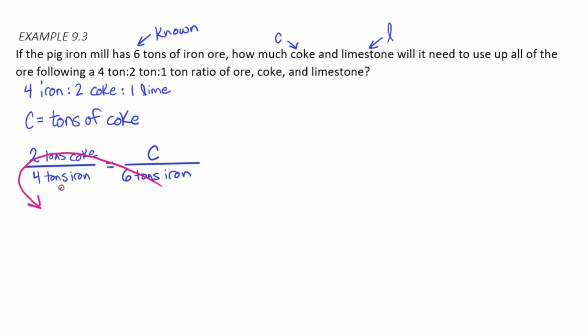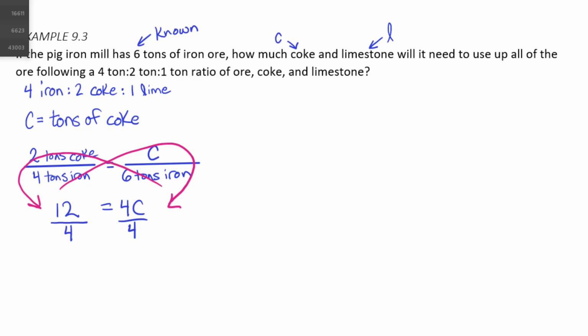We're going to go 2 times 6 and 4 times C. On the left-hand side, we get 2 times 6, which is 12. Right-hand side, we get 4 times C. To solve for C, we have to divide by 4 in order to cancel out the 4 that is multiplied by C.